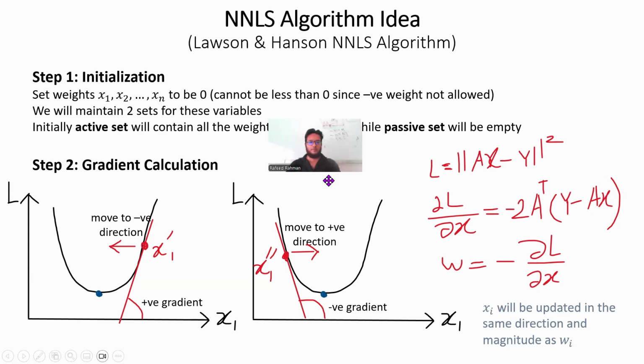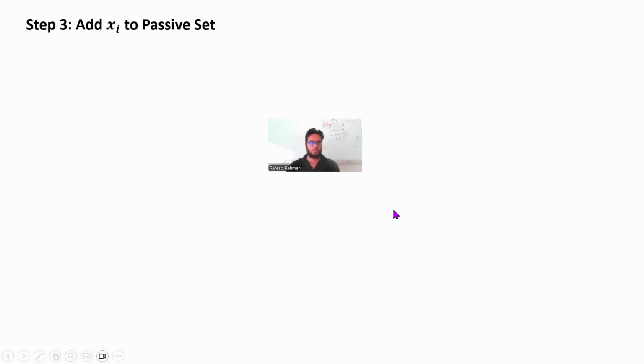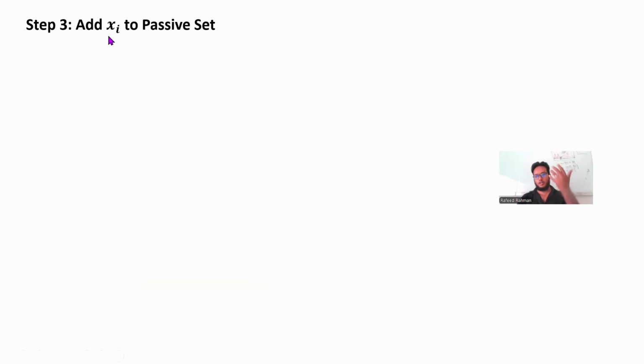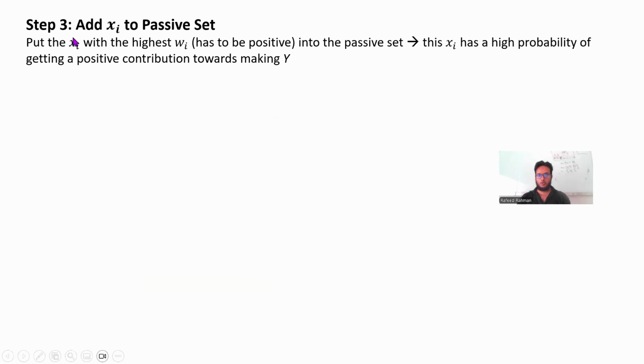Okay. Now, after you calculate the gradient, we have step 3. We have to add one xi per iteration to the passive set. So what does that mean? Obviously you have the wi's for all the xi's now, and those wi's have to be positive. Otherwise we are not going to do what we want to do here. So you have to look at all the wi's and choose the wi with the highest positive value, and that xi will be moved to the passive set. Why? Because if you have a very high positive wi, then xi is going to be updated in the positive direction, and it will have a large positive value, which you want, right?